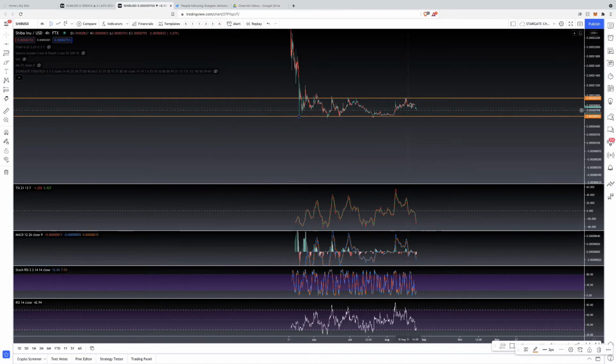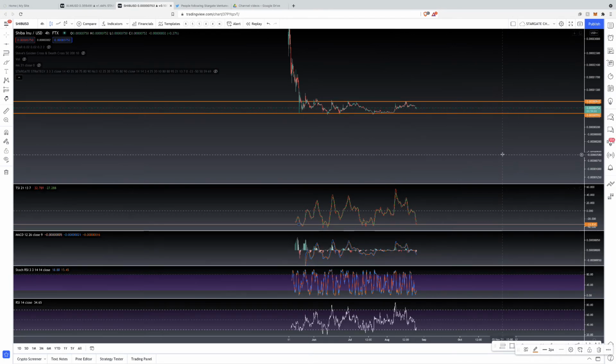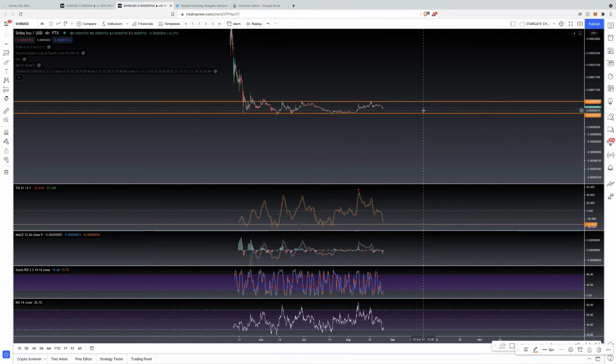Nothing to worry about. If this thing were to come down and break that, yeah, you definitely want to get out of Shiba. But right now, nothing to worry about. It's coming back to these levels in the TSI that were previous buy opportunities. See right there, then right there. It's looking all good. I think this is going to recover, start to head higher.